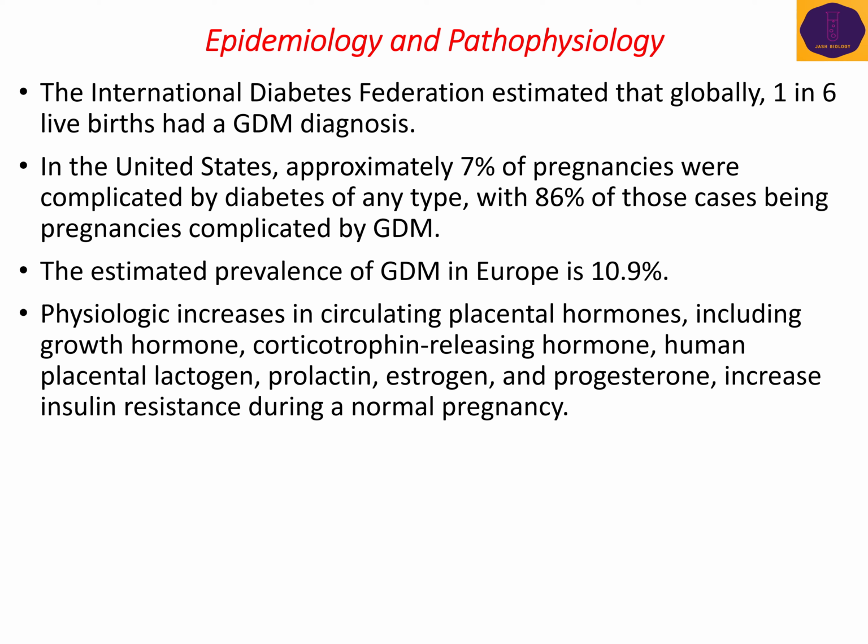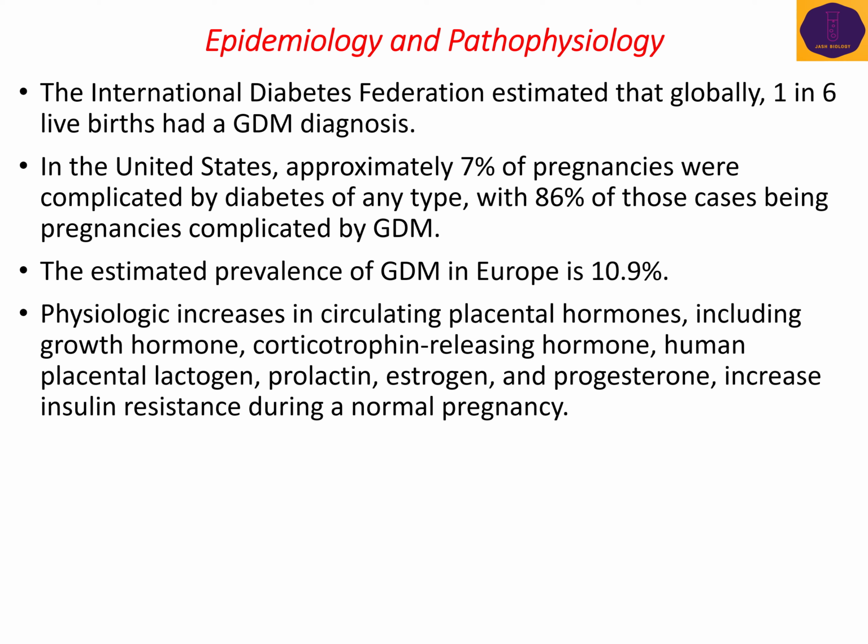Epidemiology and pathophysiology. Here, the International Diabetes Federation estimated that globally 1 in 6 live births had a gestational diabetes mellitus diagnosis. In the US alone, 7% of pregnancies were complicated by diabetes of any type, with 86% having GDM. The estimated prevalence of GDM in Europe was 10.9%.